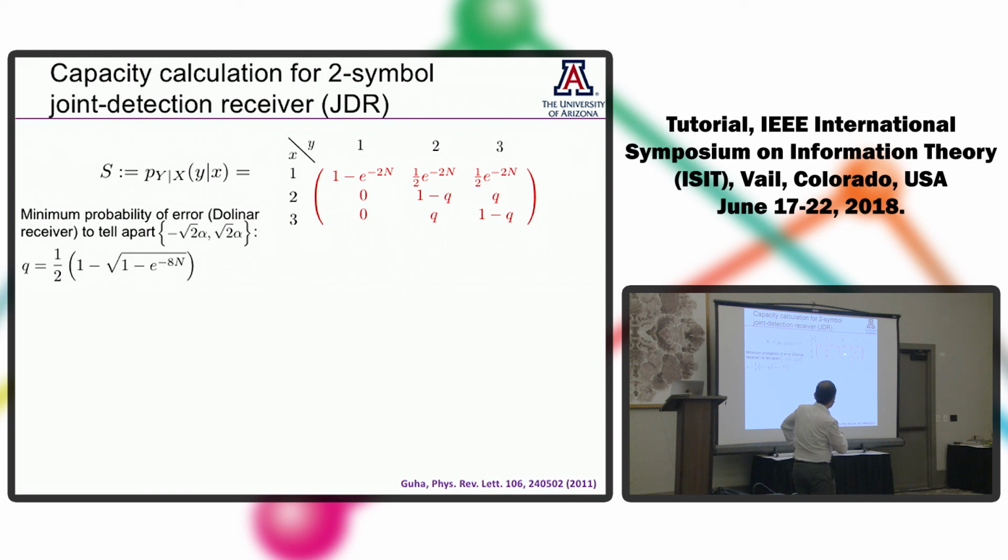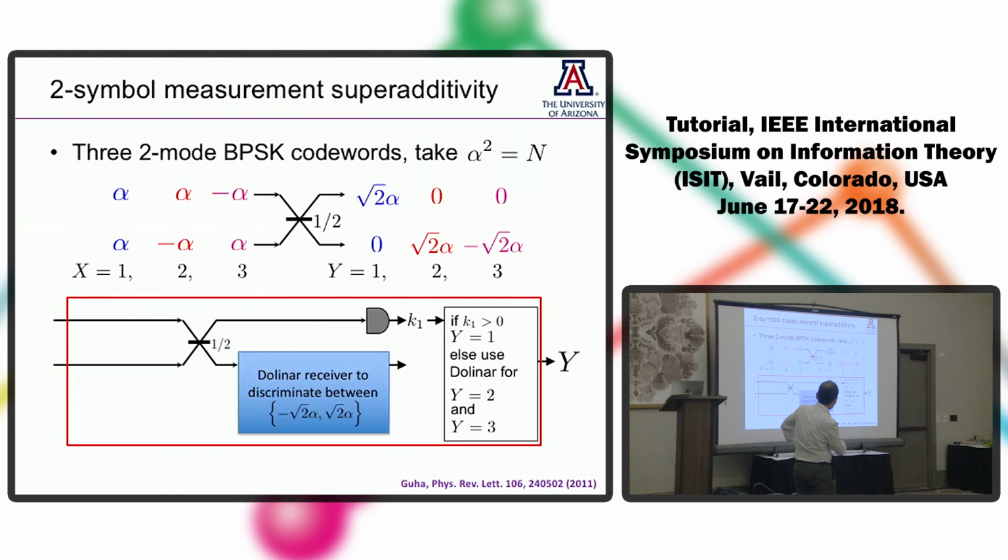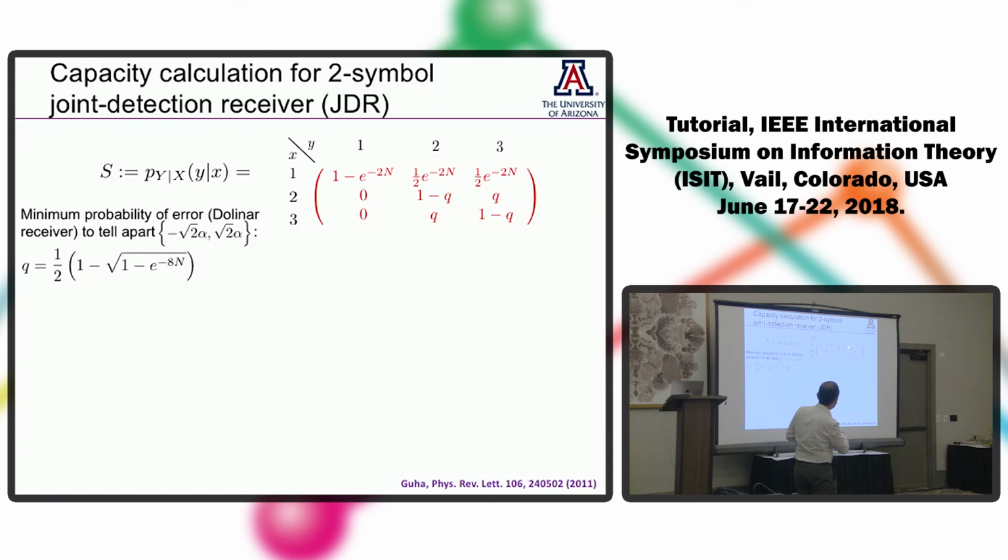The reason you get these 2 is that if you do actually send the first input, meaning if you send this particular input and you don't get a click because of the Poisson probability distribution, you still will turn on the Dolinar receiver because you don't know why you didn't get a click. You will choose between 2 and 3 with equal probability. So your error will get equally spread between 2 and 3.